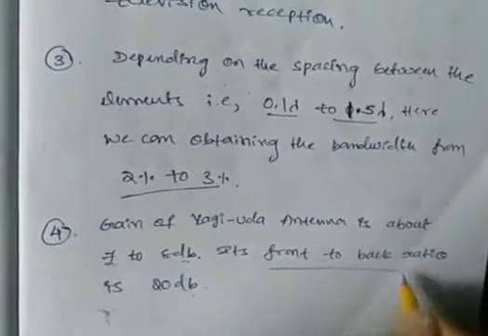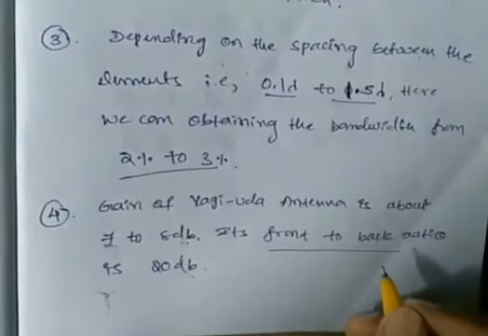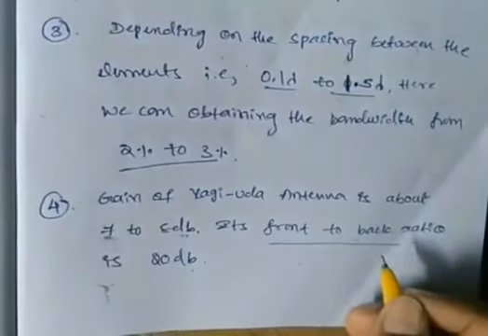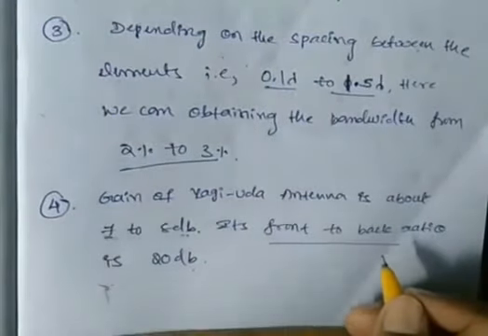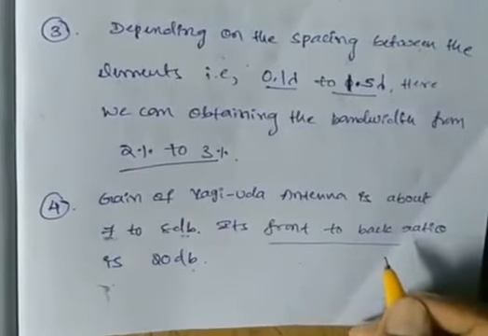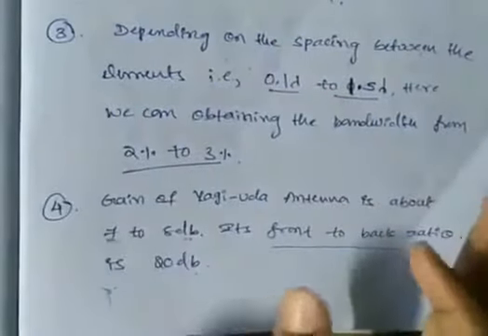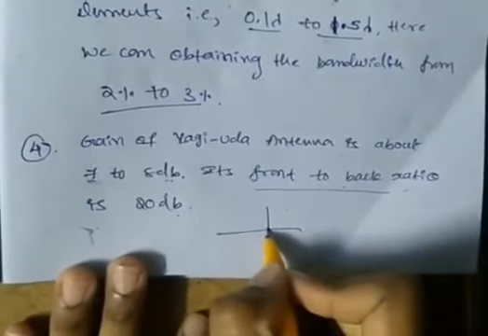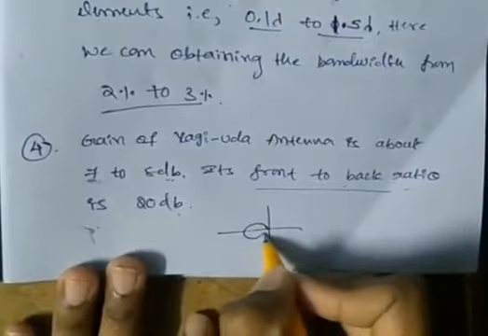And what is the front to back ratio? Already we know the front to back ratio. We have to take the radiation intensity in the front direction and in the backward direction, and that gives the front to back ratio. And here in this Yagi-Uda antenna, generally some energy is radiated in the backward direction also.